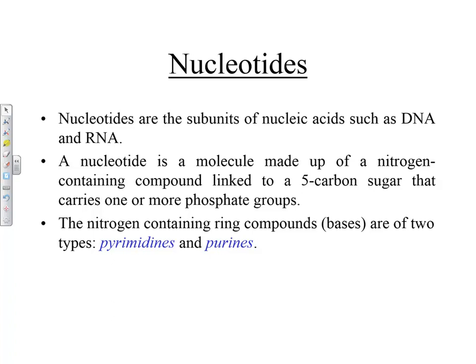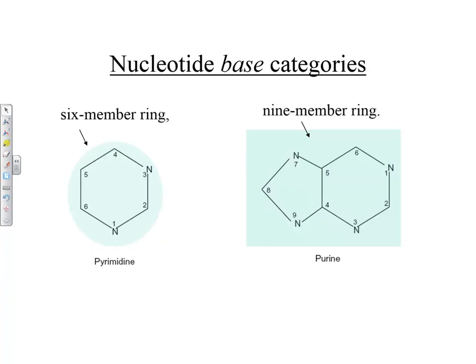The nitrogen-containing ring compounds are called the bases of DNA and RNA, or of nucleic acids. They are of two types: pyrimidines and purines. If it has a 6-member ring, labeled like this, remember, I told you earlier that the numbers without primes are taken up by these guys. So the sugar will have primes on it, the carbons in the sugar. So here, this is a pyrimidine, a six-member ring. Or you could have a 9-member ring that would be called a purine. Now, next I give you examples of pyrimidines and purines.